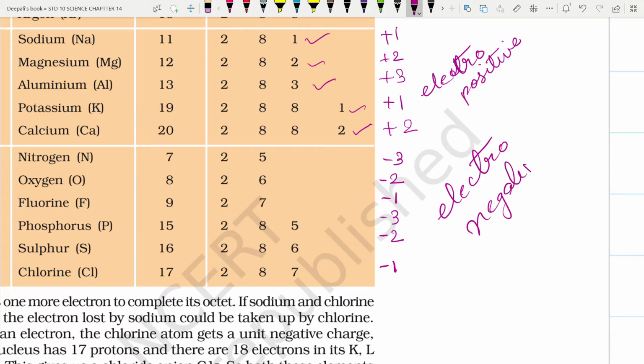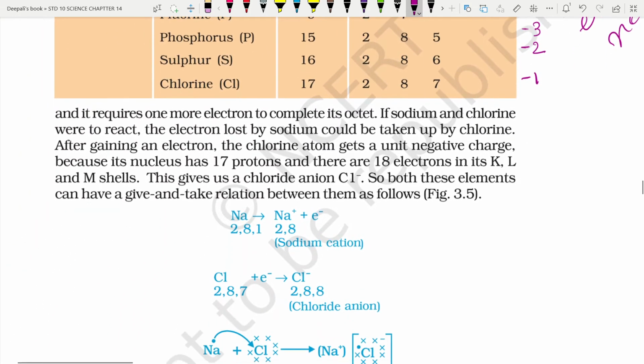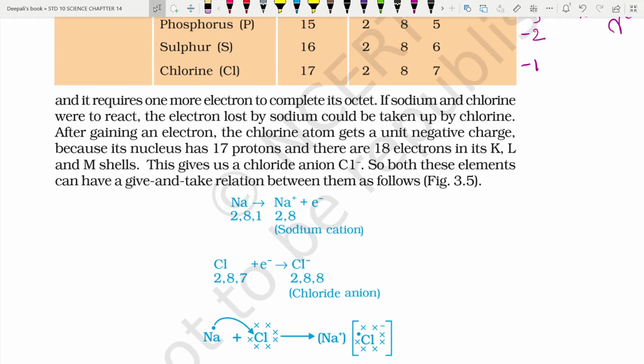Because of which they generally form ionic bonds. The commonest example of this is sodium chloride. Let us see how the molecule of sodium chloride is formed by the combination of atoms of sodium and chlorine.